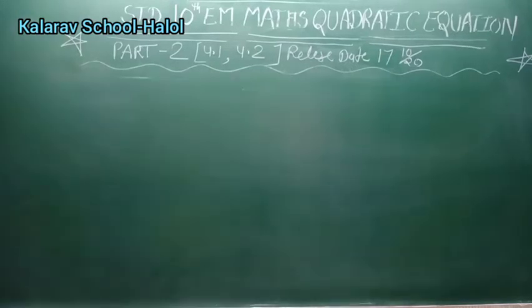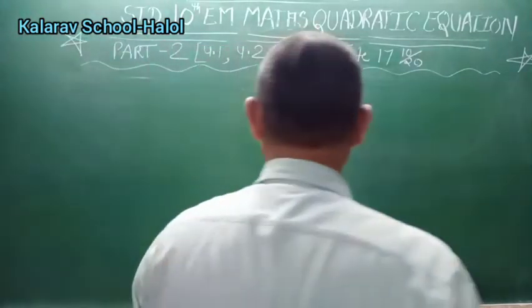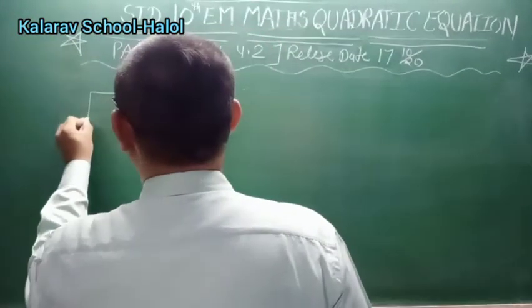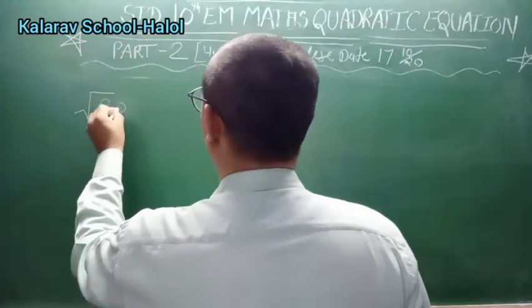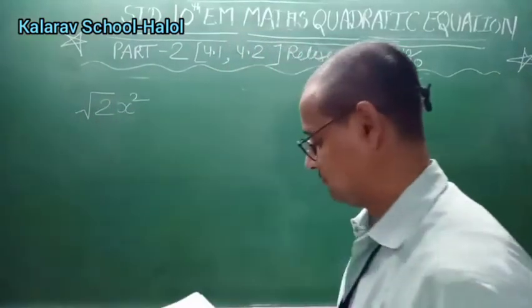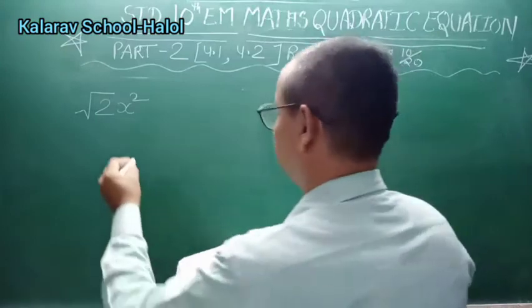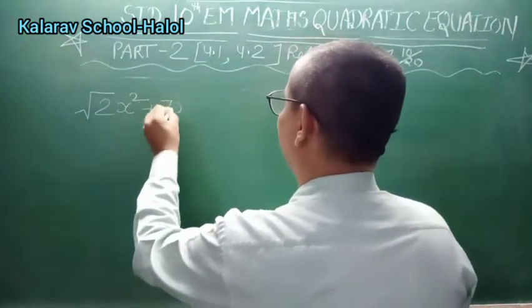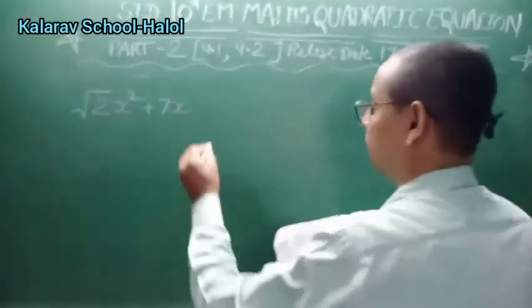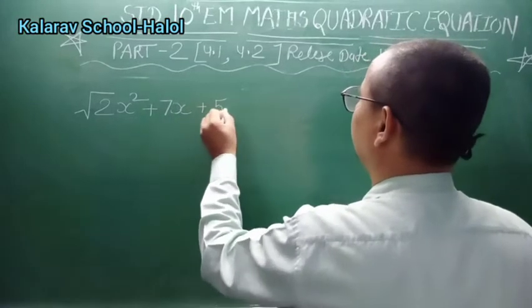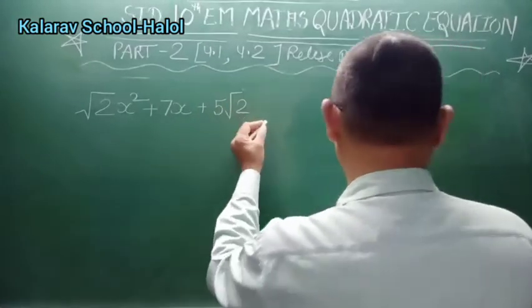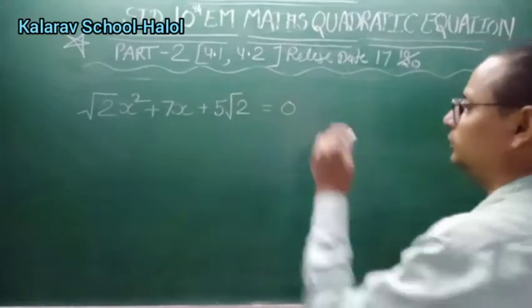Now see children, in 4.2 see the third sum. This is under root 2x square plus 7x plus 5 root 2 equal to 0.